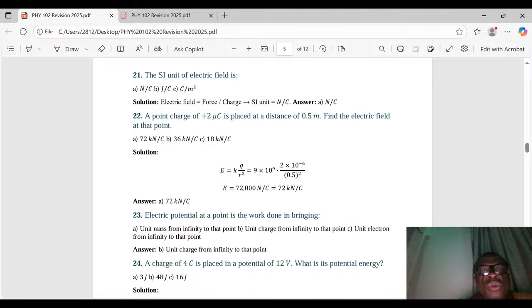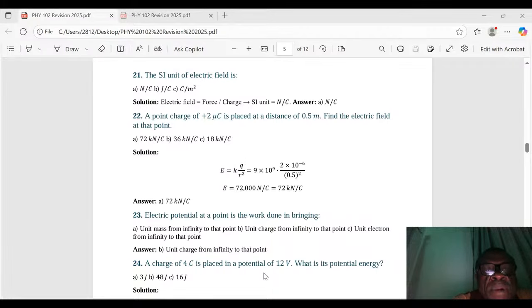So we'll move to 21. The SI unit of electric field is A, Newton per Coulomb, B, joules per Coulomb, C, Coulomb per meter square. Electric field is force per unit charge. Force is Newton, charge is Coulomb. So the answer is Newton per Coulomb, which is A.